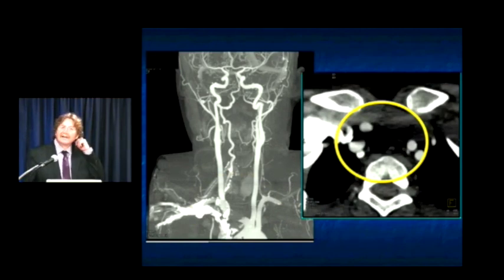Sometimes very dense contrast can be problematic. There's ways of getting around this. Use less dense contrast or decrease the injection volume, or scan just a touch later. But again, with every technique, you need to understand the potential pitfalls and work around that.